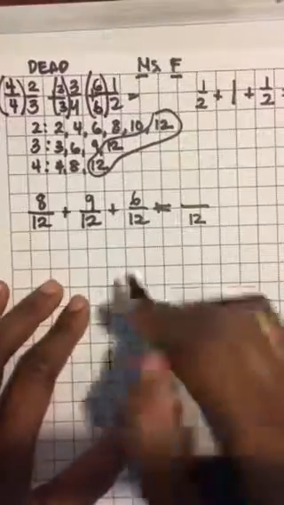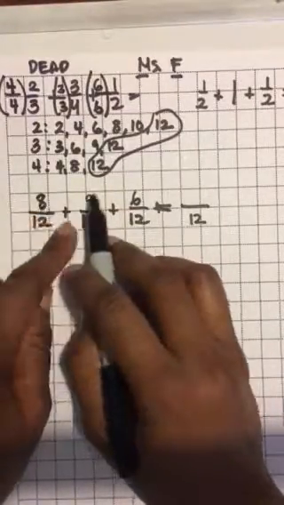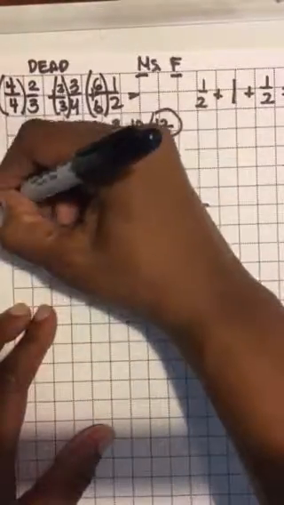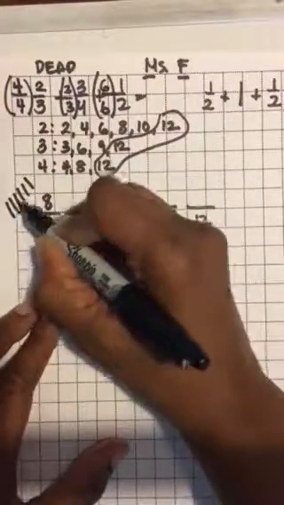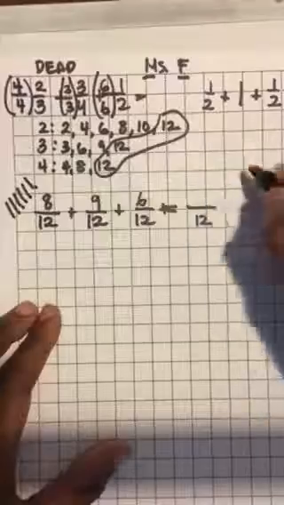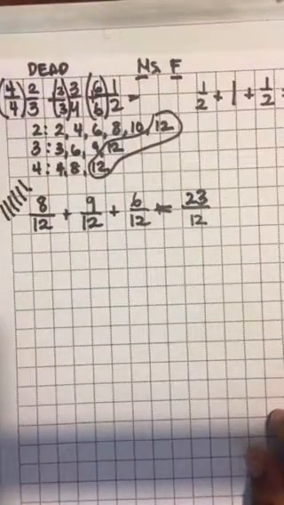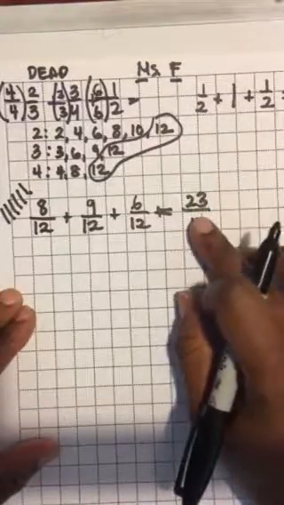All right, I don't see an easy combination of numbers, so let's go ahead and do 8 plus 9, which is 17. And then we're going to add 6 to it. 1, 2, 3, 4, 5, 6. So 17's in my head. 18, 19, 20, 21, 22, 23. 23 twelfths. 23 twelfths is an improper fraction because the numerator is greater than the denominator.